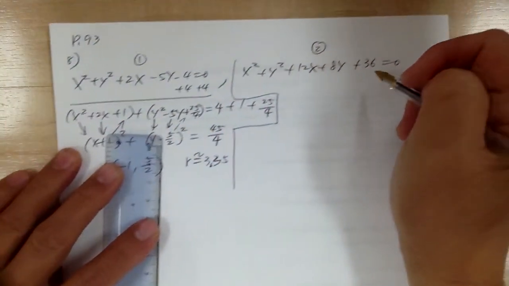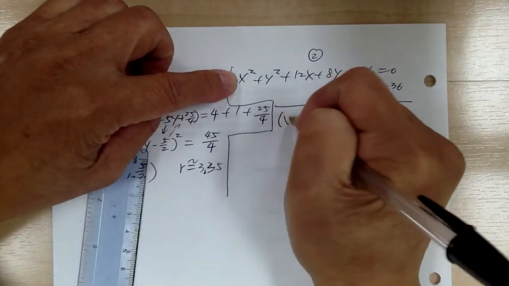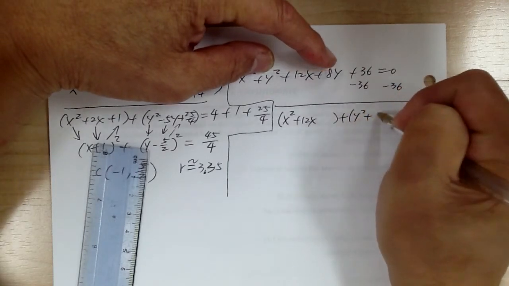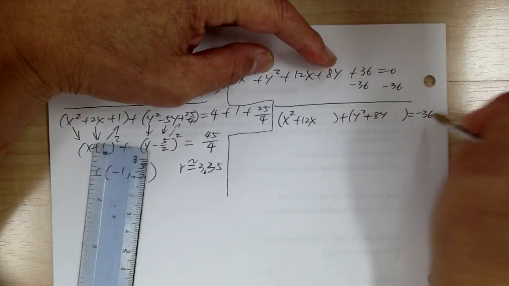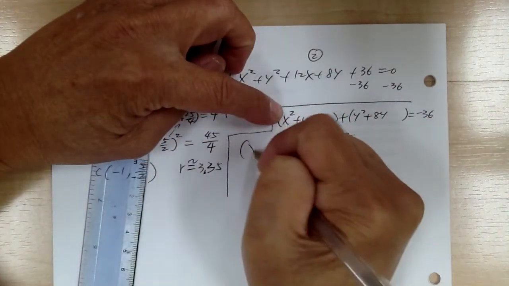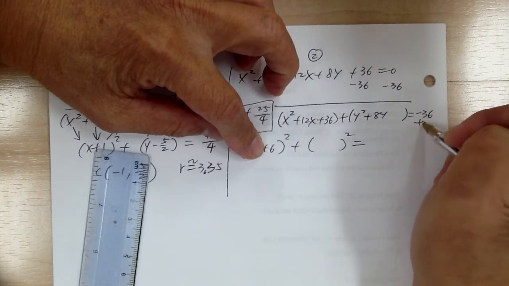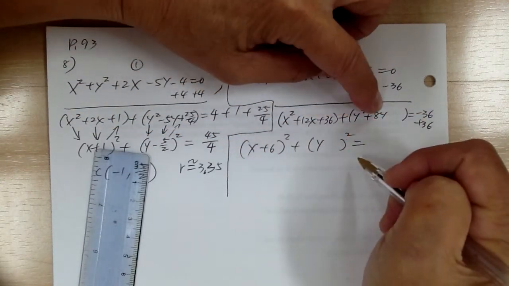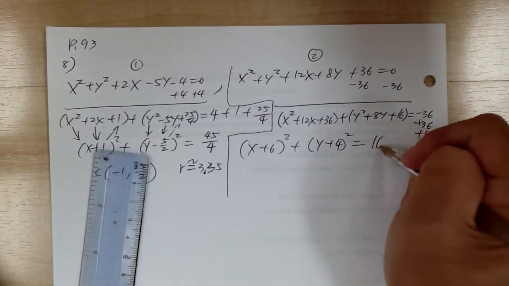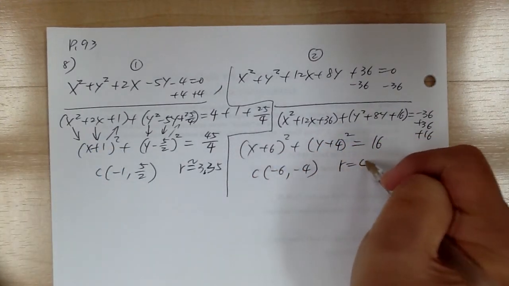Okay, so do the same thing over here. So minus 36, and collect your terms. So you got x squared plus 12x, and you got y squared plus 8y equal to -36, and get your perfect square. So from this you get x, from this you get plus 6, and from this you get plus 36. For this one you're going to get y, and from here you get plus 4, so you need to plus 16. So you end up with a 16. So your center is going to be at (-6, -4), and your radius will equal to 4.